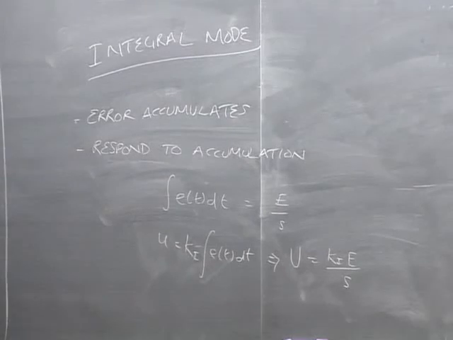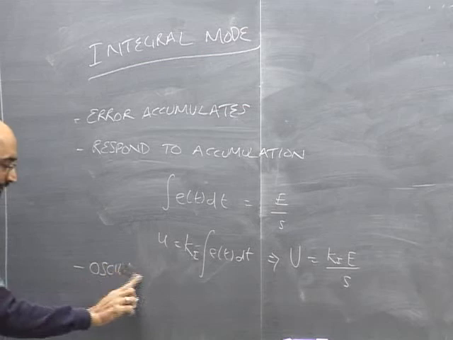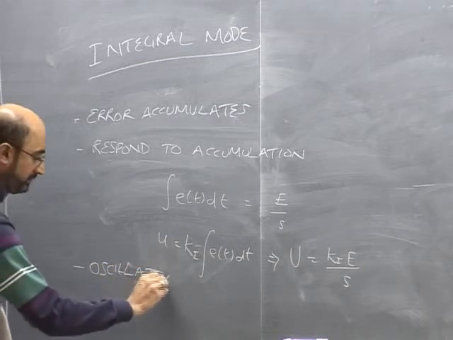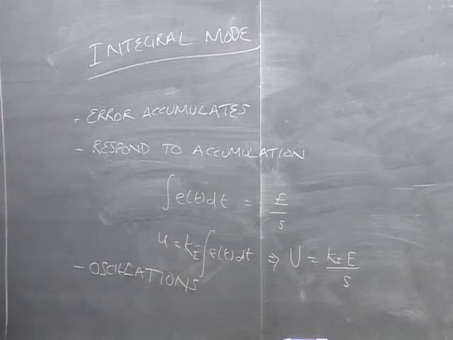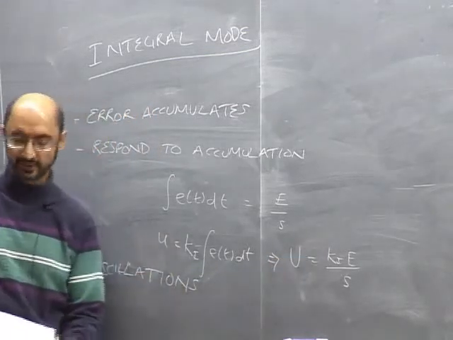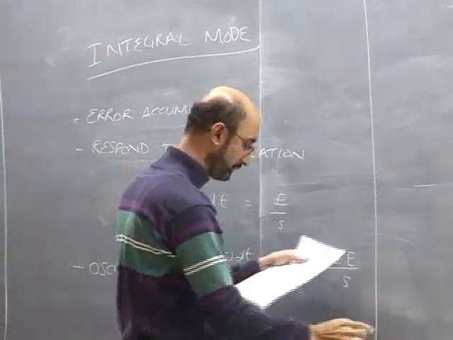The problem with integral mode is it's oscillatory. It causes oscillations. So you have to be very careful with integral mode control. If you ever use integral mode control, be prepared for oscillations, and you can pretty much expect them to happen. So we'll choose the gain parameter Ki to be small enough so that the oscillations don't happen too frequently. So let's look at the web server again in the integral mode case.